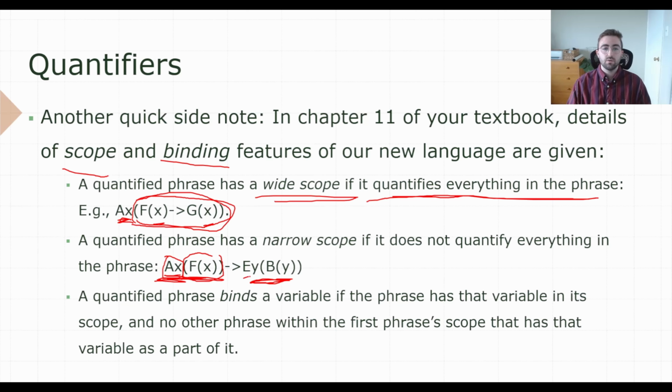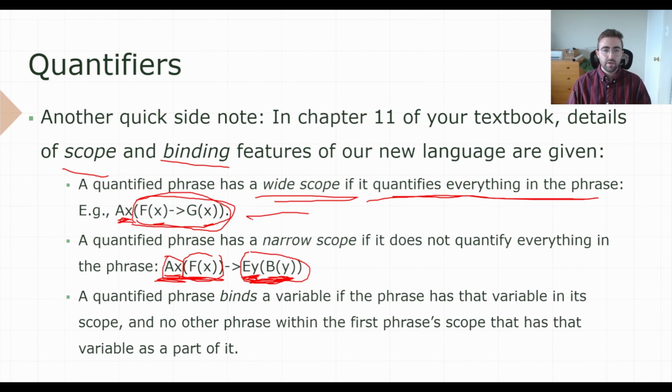And similarly over here, there's an existential quantifier for a y. And it's ranging only over the claim that y is B. So in this case, the existential quantifier here, there is at least one y, which is B, there's some y, which is B, has a narrow scope as well. It only talks about this. Neither quantifier here talks about the whole phrase, right? It's not ranging or quantifying the whole phrase.